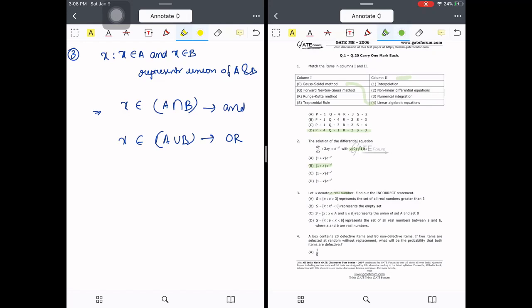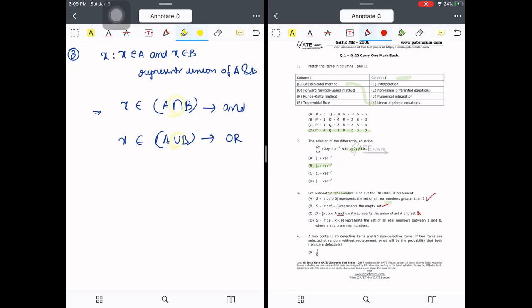Now question number 3: let x denote the real number. Find out the incorrect statement. The set of x such that x is greater than 3 represents the set of all real numbers greater than 3. So we have to find the incorrect one. This is correct. x square less than 0 is an empty set, absolutely correct, because x square is always a positive number.